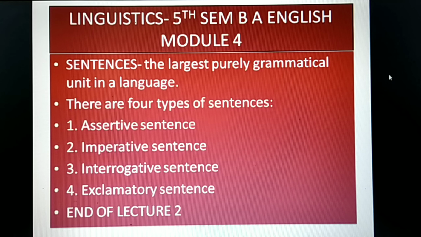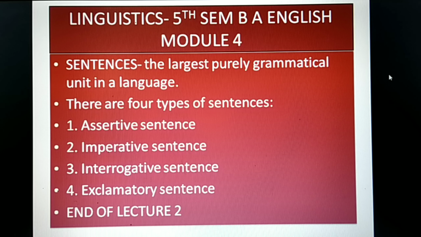Now let's look at another example, which is a request. Please shut the door. Could you please help me? These are all requests. And now we have prayers. May God bless you. May you be strong. May you be a success. All these are prayers and wishes, and imperative sentences express commands, requests, and prayers.